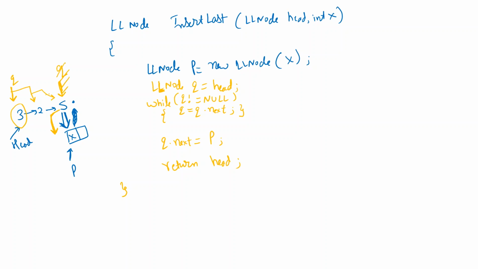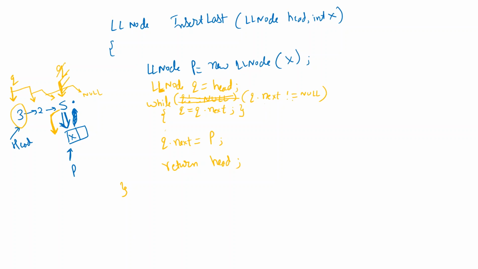This was the last node. So now q will become null, while q is not equal to null. Now q is null, you come out of the loop, right? But this is not what we wanted, right? We wanted q to have the address of the last node. Your q eventually became null. It's not helping, right? So that means this condition is not correct. Instead of this, you should write something like this. So now I'm not checking whether q is null or not. I'm checking whether q dot next is null or not.